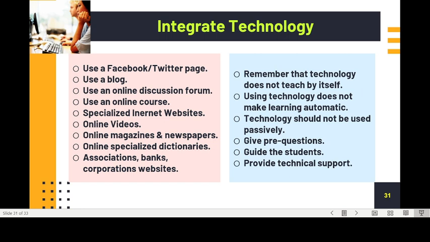The teacher should always remember that technology does not teach by itself. Using technology does not make learning automatic.